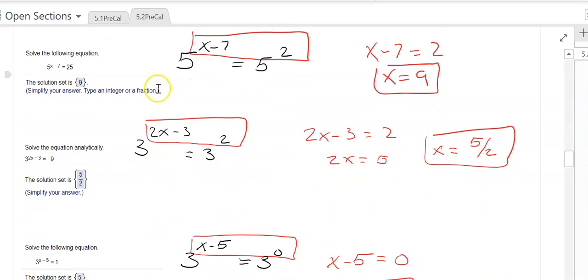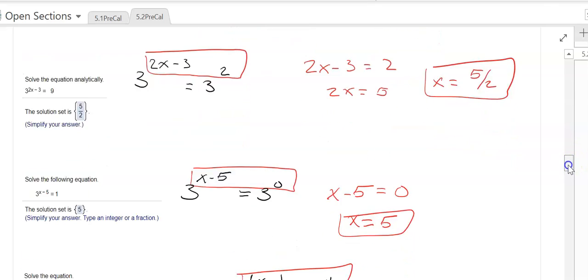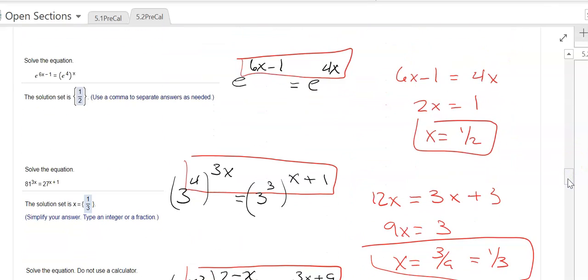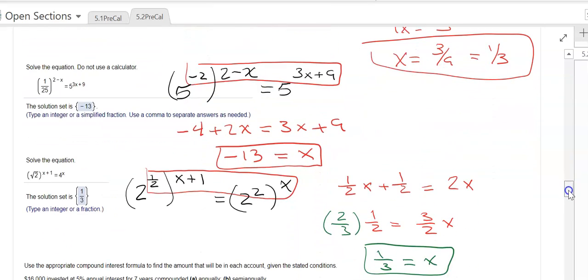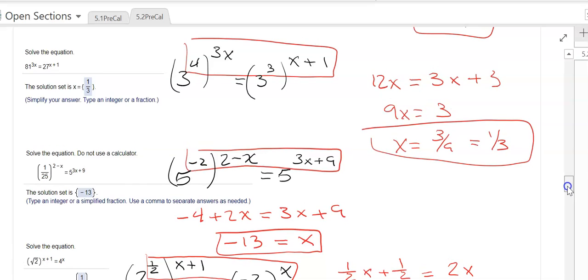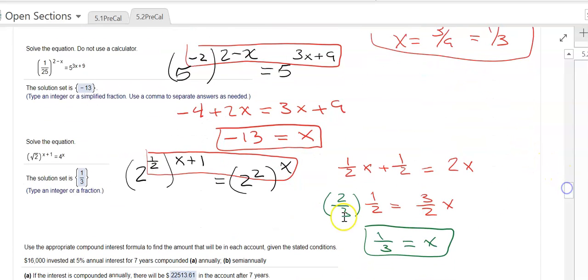And then in this section here, we're looking at making sure we rewrite the bases and then setting our exponents equal to each other. And I believe here, just make sure that you distribute this 3. So this will be 3x plus 3. Same thing happens here. We need to distribute this negative 2, so that becomes negative 4 minus 2x before we solve. And same thing happens here. We have to distribute this 1/2, so it becomes 1/2 x plus 1/2 before we solve.